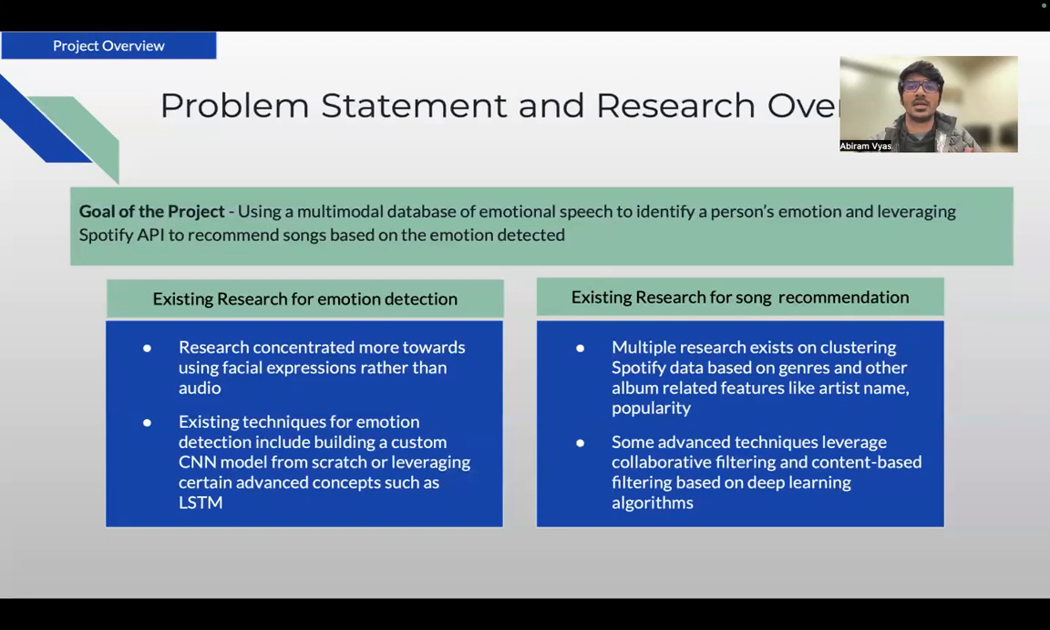So going over what exactly the problem we are trying to tackle is, we want to figure out how we can use a multi-model database which contains emotional speech to figure out a person's emotion, based on which we can recommend songs to them as well through Spotify.